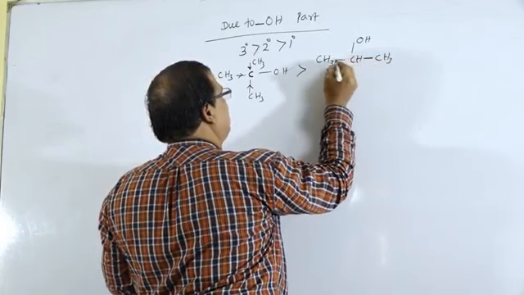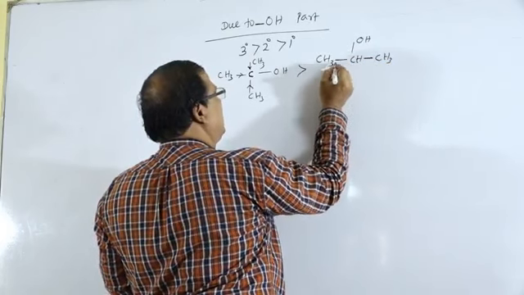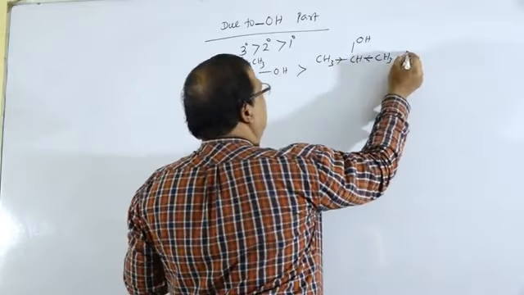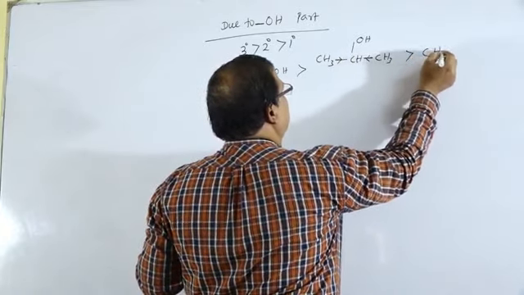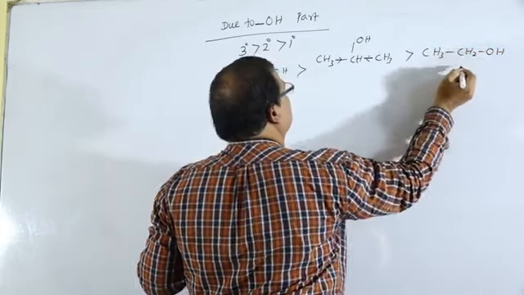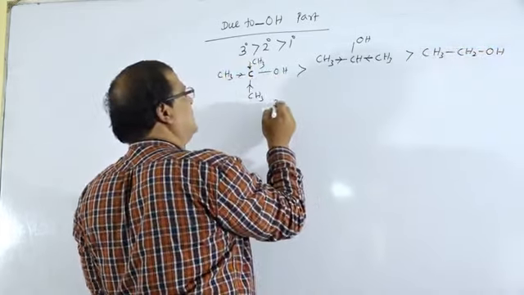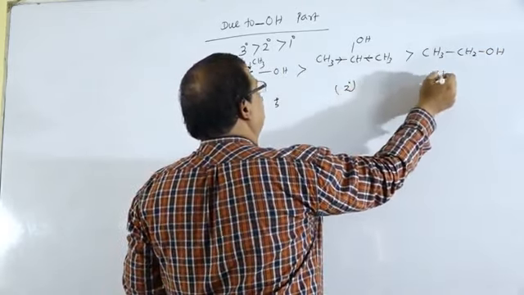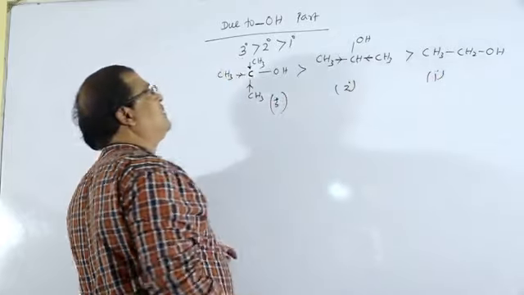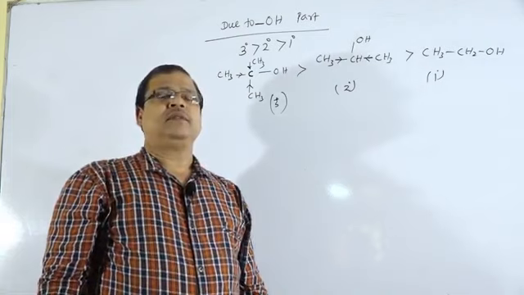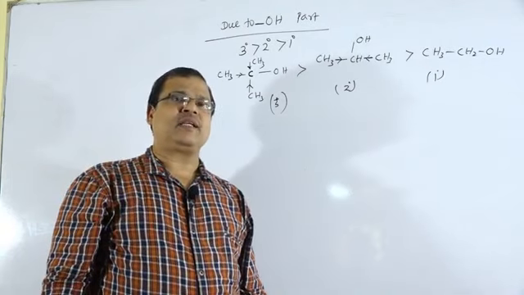because in the secondary case there is the presence of two +I groups, which is greater than in CH3CH2OH, that is primary. Tertiary, secondary, this is primary. So this is the trend for cleavage of the carbon-oxygen bond.